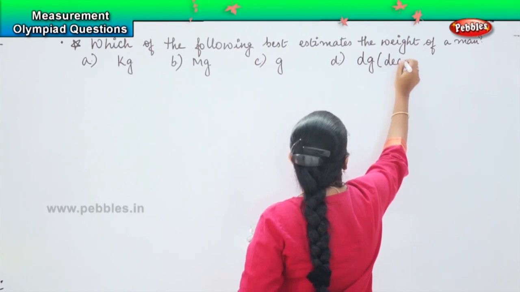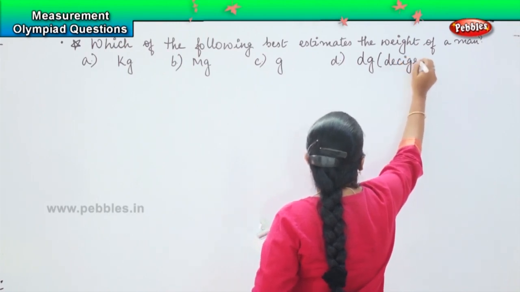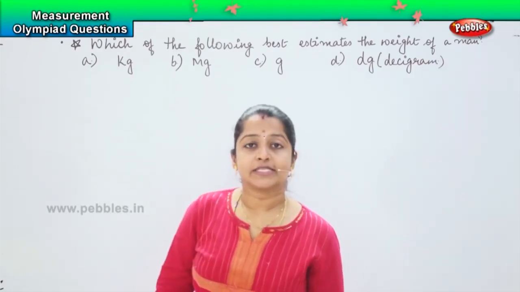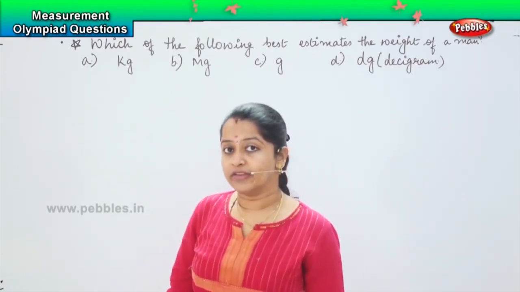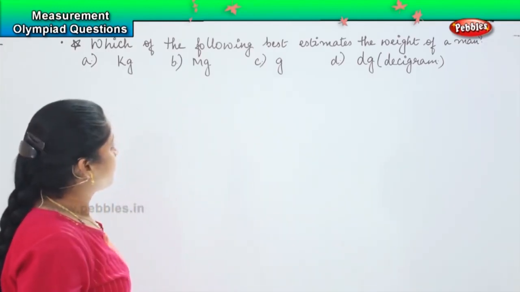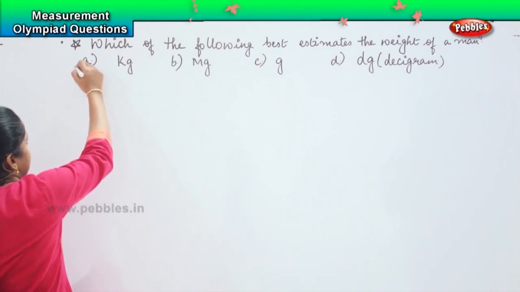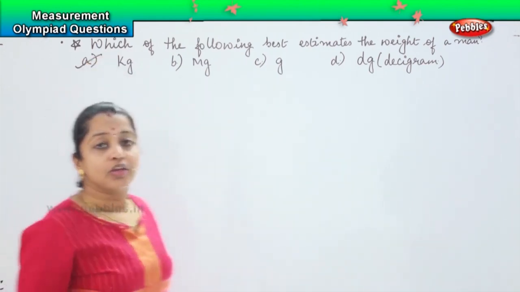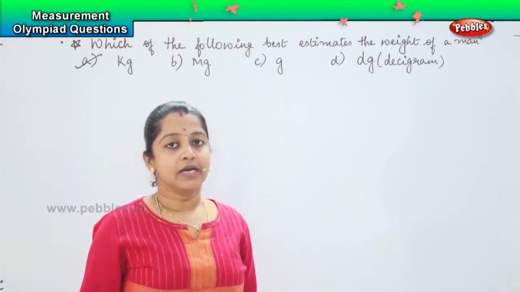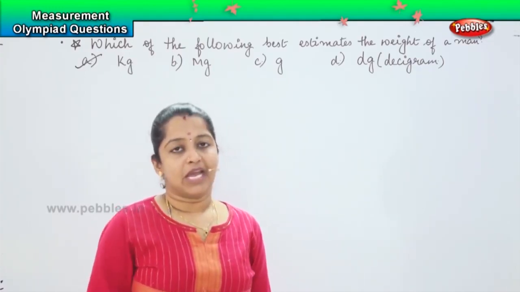DG is nothing but decigram. Okay, so now which of these gives us the exact value of the weight of a human being? So which is the right answer, children? Very good, it is kilogram, because the remaining three are used for measuring the weight which is having a lesser dimension, right?